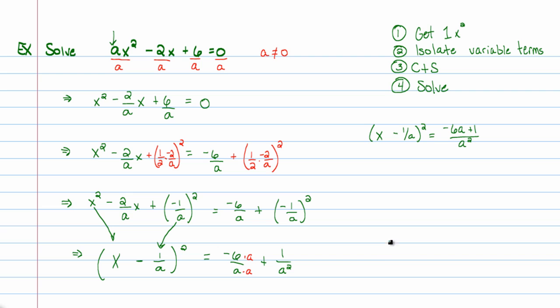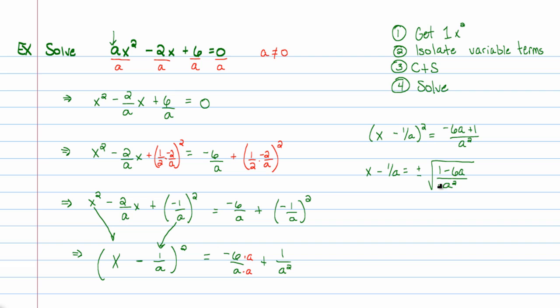And now I'll take the square root of both sides. And remember, when you take the square root of both sides to unlock a square, you're going to have a plus or minus. So this becomes x minus 1 over a is equal to the plus or minus of the square root of the right-hand side. And if you don't mind, I'm going to write it like this. Instead of negative 6a plus 1, I'm going to write it as 1 minus 6a. It doesn't really make much of a difference. It's just a habit that I have.